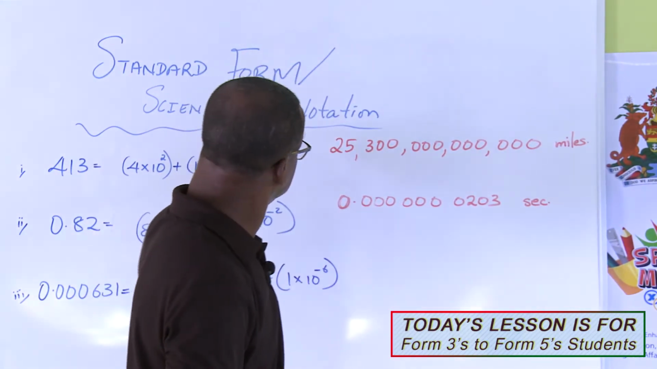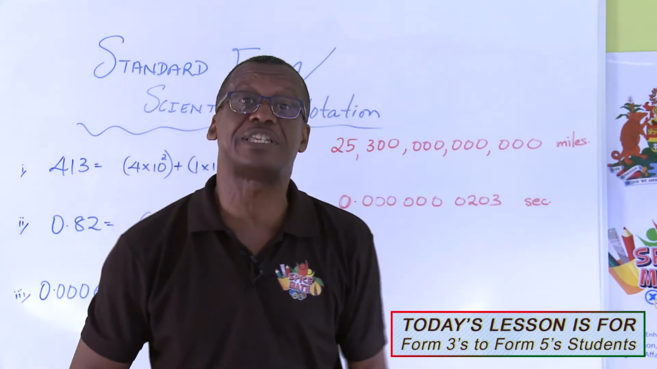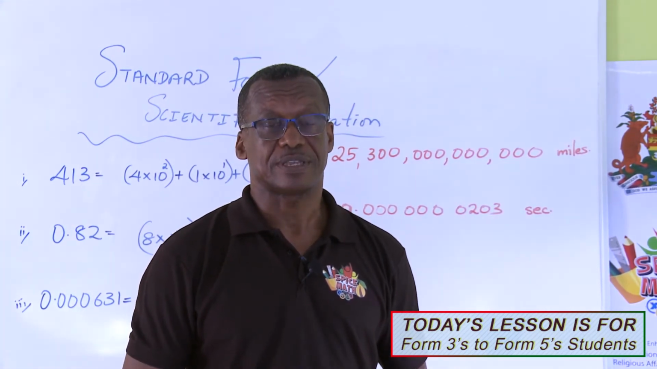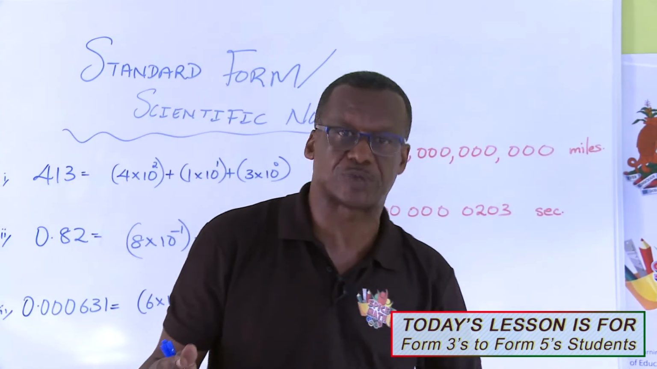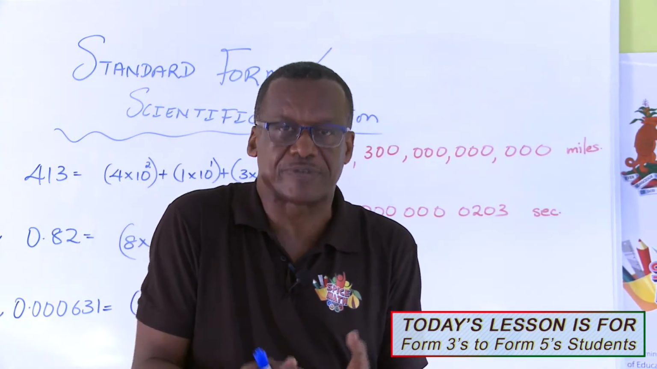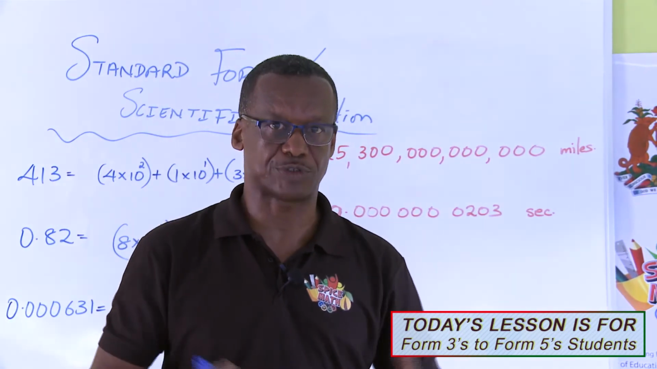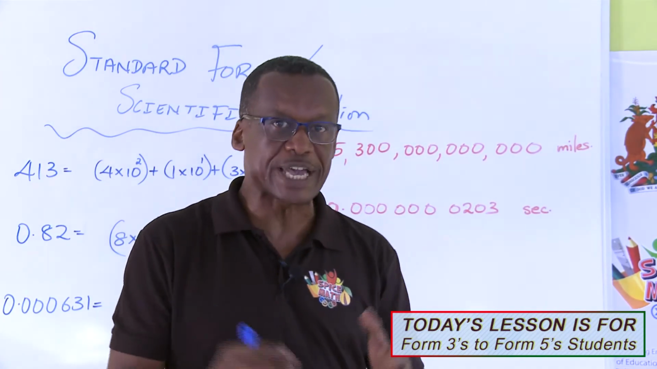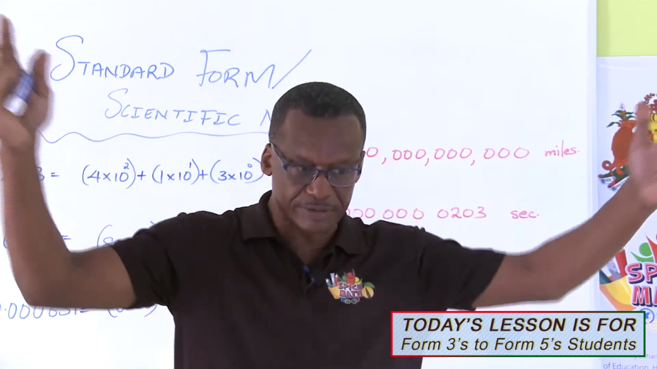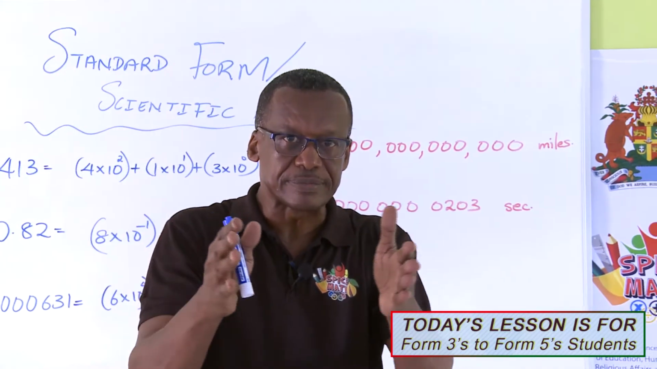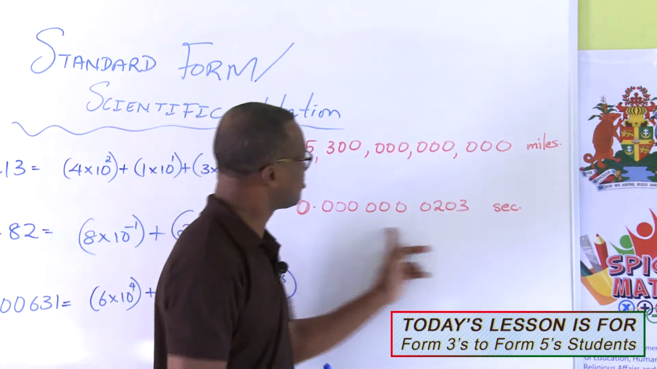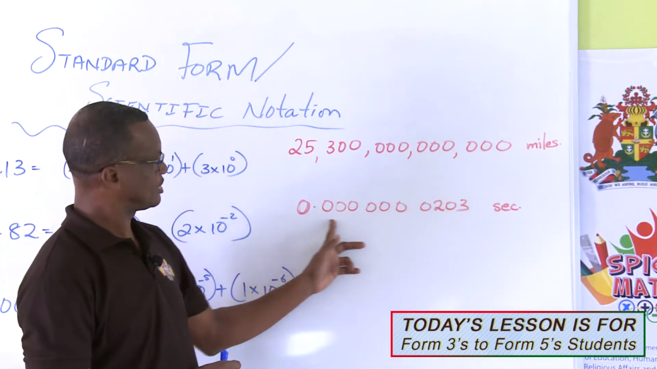Actually, this number represents the distance from Earth to the nearest star. But just by saying the words, we may not have had an understanding of it. Far less to write it multiple times. So we could use scientific notation to bring this very large number and cut it down to size. Or even this small number. Look at this.